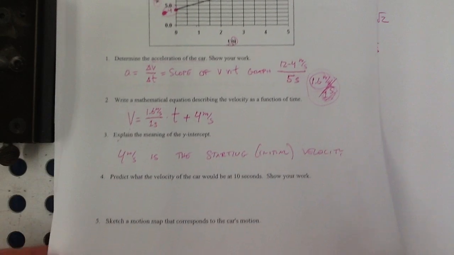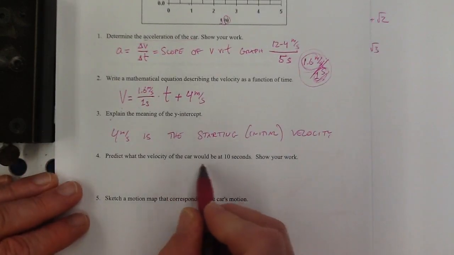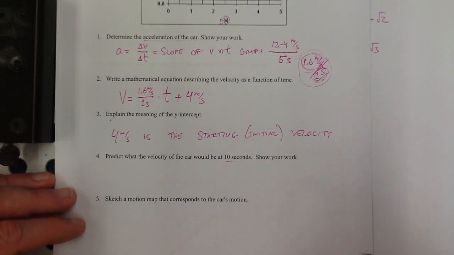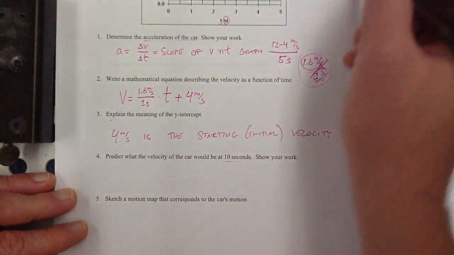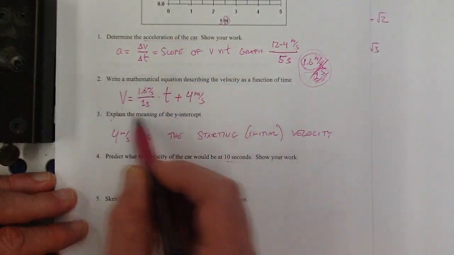Predict what the velocity of the car would be at 10 seconds. How would you do that? Well, I guess I could make the graph and extend it out there. But I have an equation now, right?